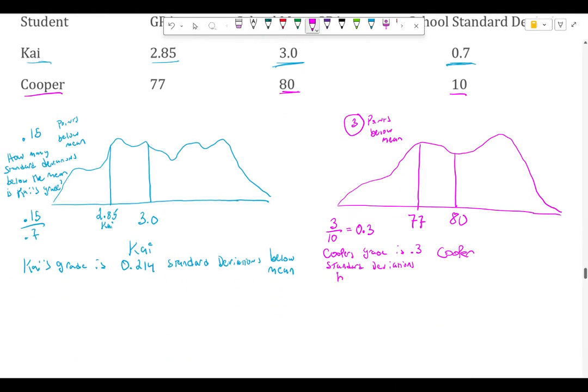That means that Cooper has a lower GPA compared to his class, because his GPA is more standard deviations below the mean. If we look, 0.3 is a bigger number. Since both scores are below the mean, the one with more standard deviations below the mean has a worse grade. So Cooper did worse than Kai.